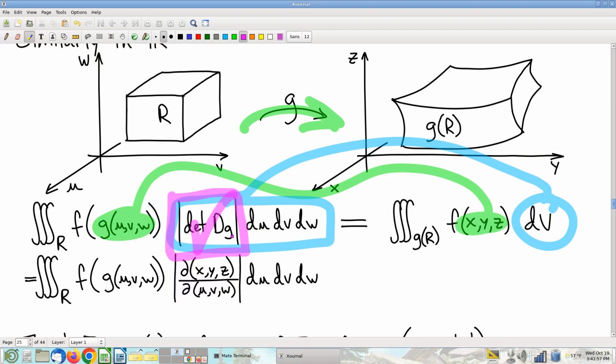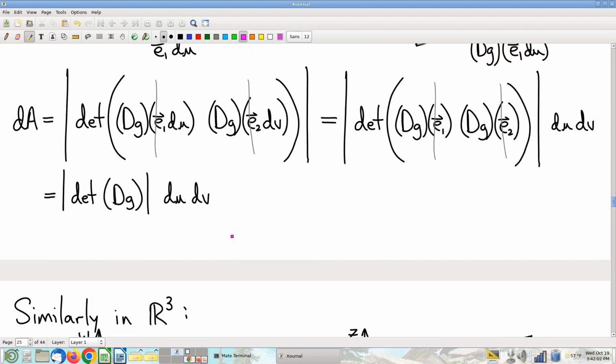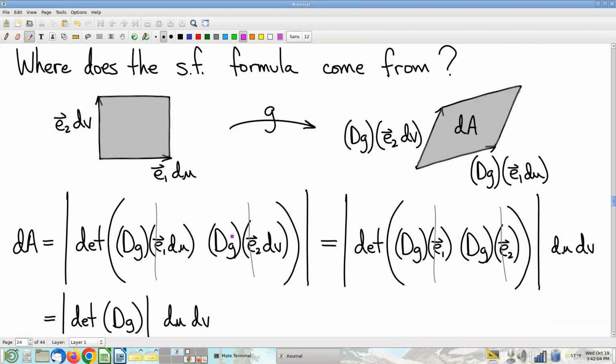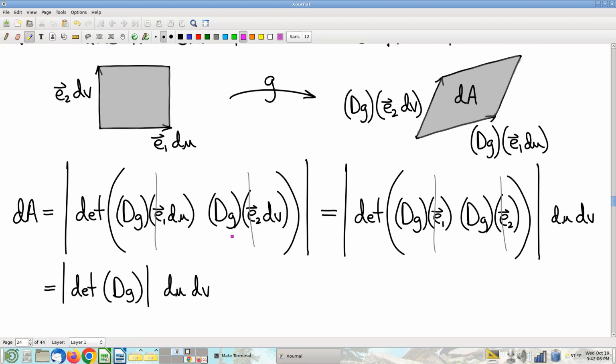How do I know that it's this formula? I'm going to leave that as an exercise for y'all. I think it's a really good exercise. We just talked through where this formula comes from in 2 dimensions. You can do a morally equivalent argument in 3 dimensions. Instead of having a little sub-rectangle, you're going to have a sub-box. You're going to have a 3-dimensional version of this. You push it forward, you'll have a 3-dimensional version of this parallelogram. You'll have a parallelepiped. Right?